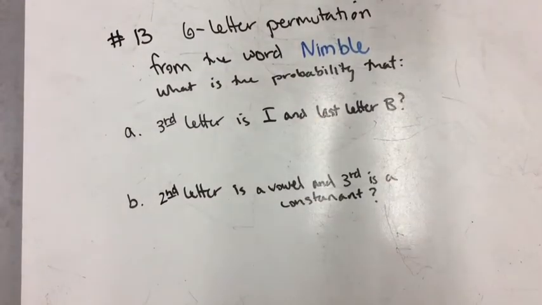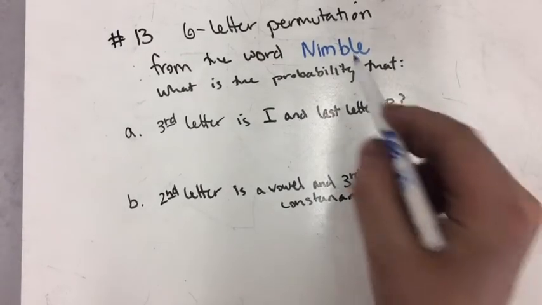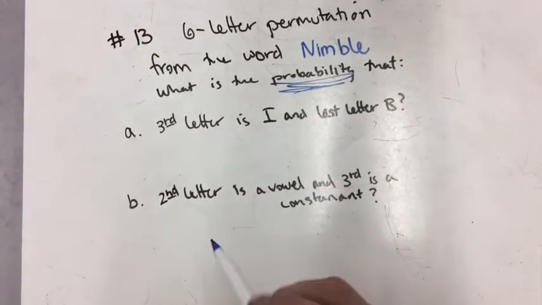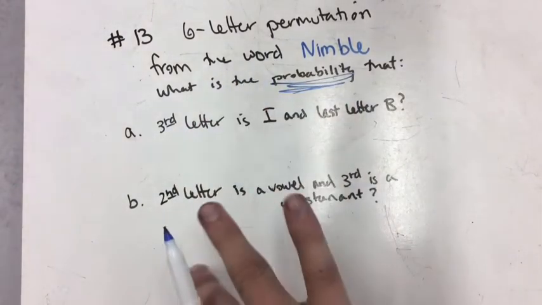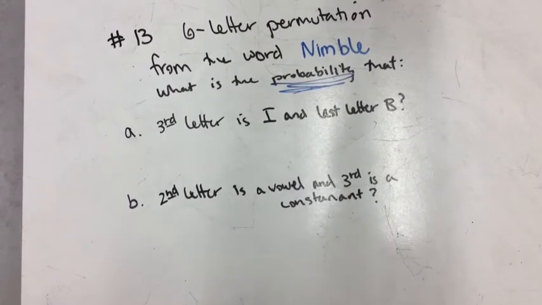Okay, last problem I want to go over is number 13 from page 648. And it says you have a 6-letter permutation for the word nimble. What is the probability that? This probability, this means that it's going to be this over the sample space. So the first thing we want to do, since it's talking about probability, is find out what our sample space is.